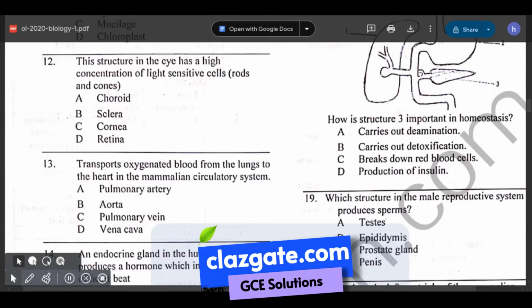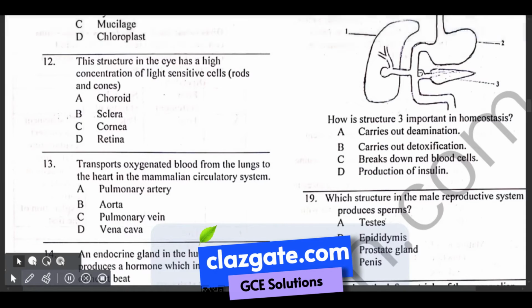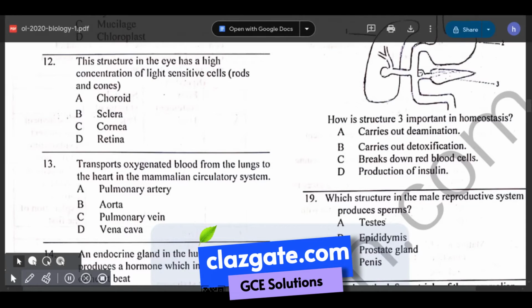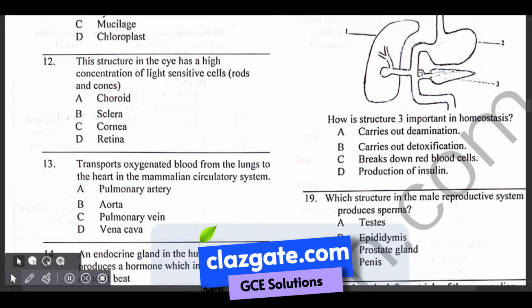Question number 12 is asking us that this structure in the eye has concentration of light sensitive cells, that's rods and cones, and the structure is retina. Okay, I'm no longer reading these options. The answer is retina. The answer is D, because the structure in the eye that has high concentration of light sensitive cells is the retina.